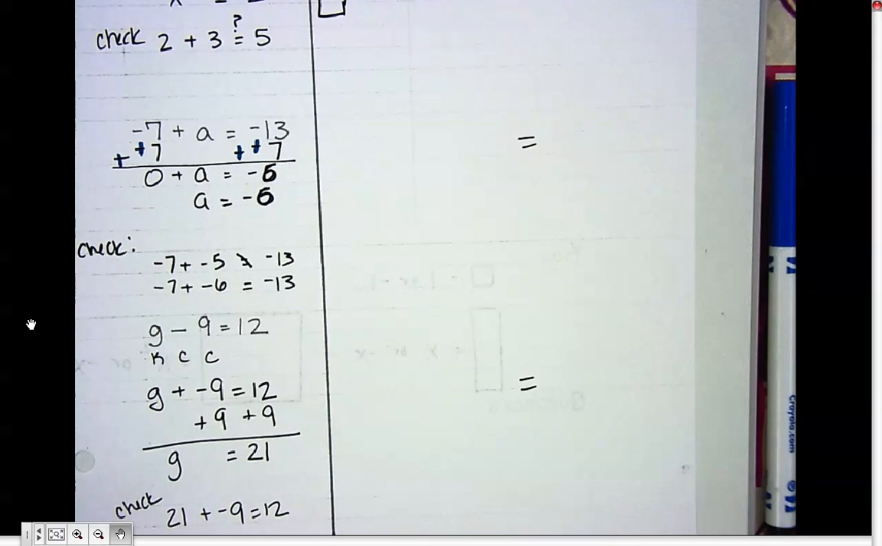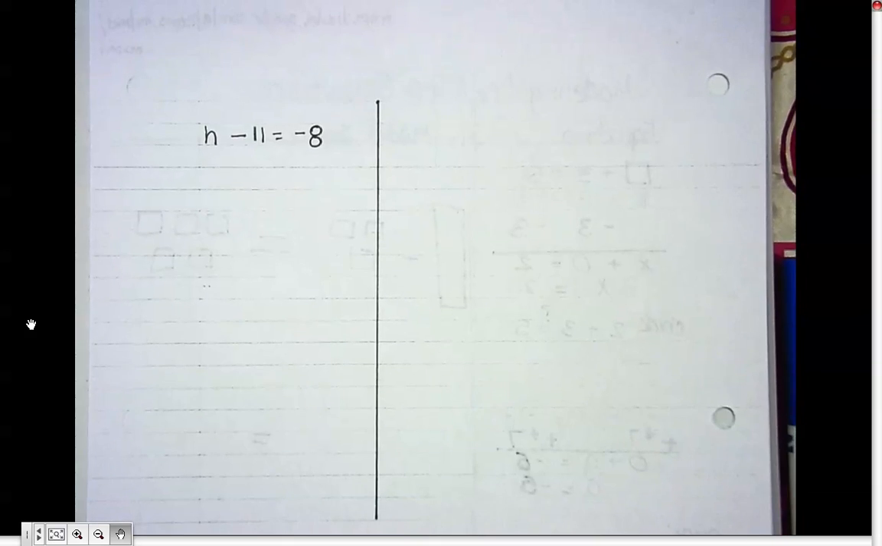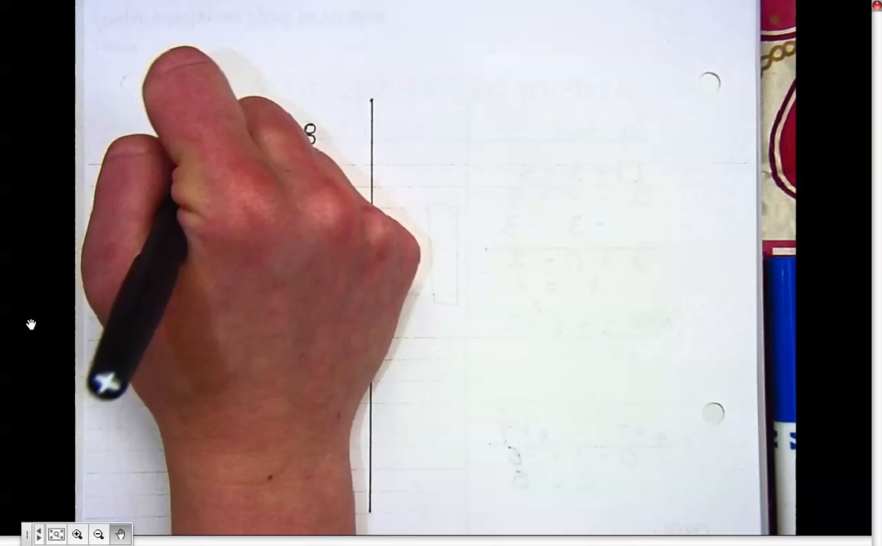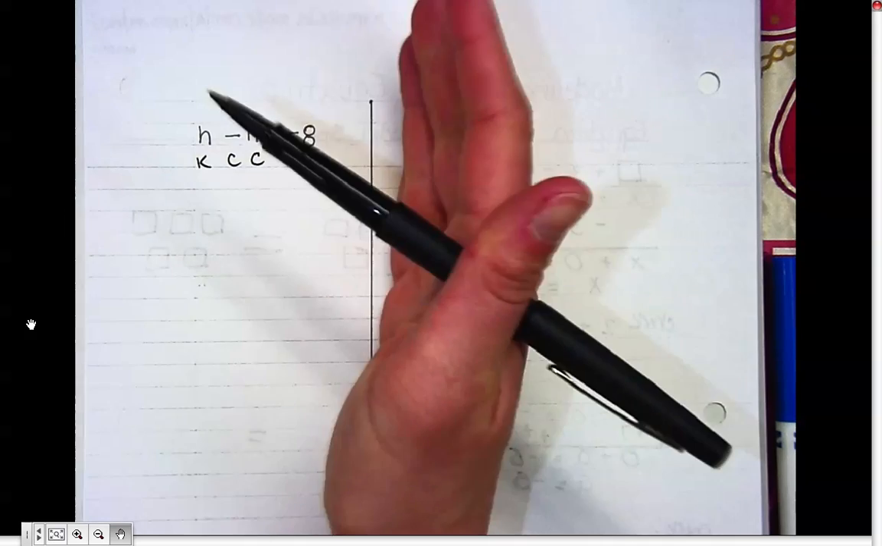Hopefully you've been using your pieces. Go back and draw it in. All right, I'm not going to take the time to draw it in, but you need to go back and draw it in. Last problem. We have H minus 11 equals negative 8. Again, when we're using the pieces, we're going to have to do that keep, change, change. And remember, keep, change, change is only on one side.